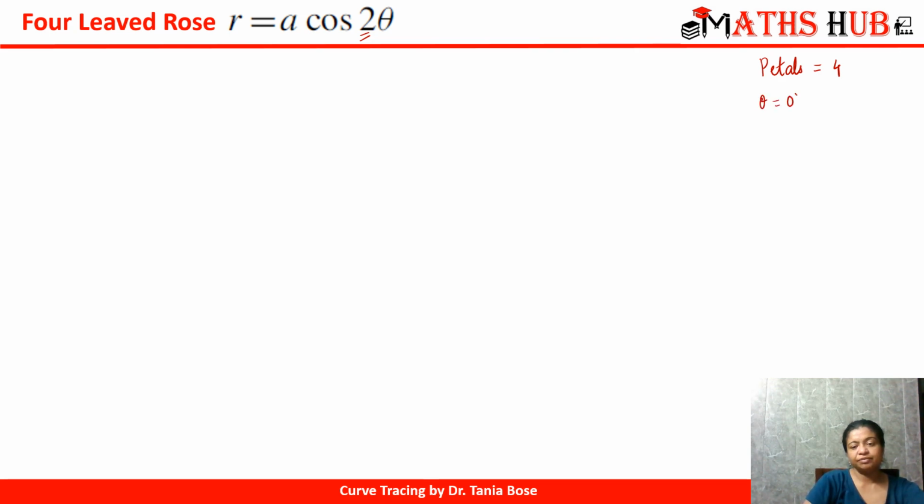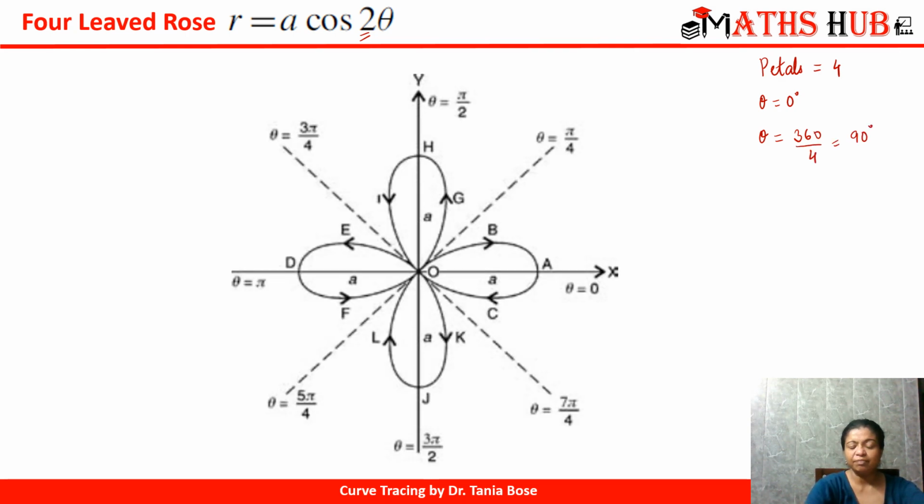The first one will occur at θ = 0, and the next one will occur at 360 by 4, that is 90 degrees. So we can see the shape. The first one is occurring at θ = 0, and the next one is occurring at a shift of 90 degrees. Since there are 4 petals, this kind of rose is called a 4-leaved rose. So I hope the roses with the equation r = a cos nθ, where n is even or where n is odd, are clear to you. And I'm sure that you will be able to trace these roses in a fraction of a second.